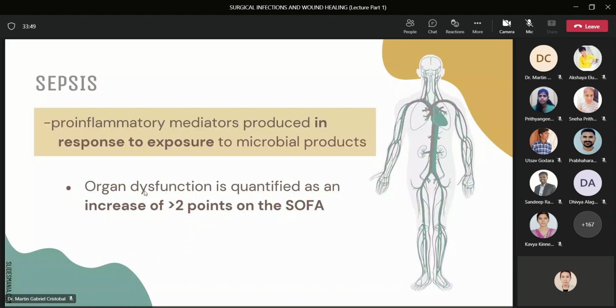Next is sepsis. This is a cascade of pro-inflammatory mediators produced in response to exposure to microbial products. This is a life-threatening organ dysfunction caused by a dysregulated host response to infection. So organ dysfunction is quantified as an increase of 2 or more points on the Sequential Organ Failure Assessment.